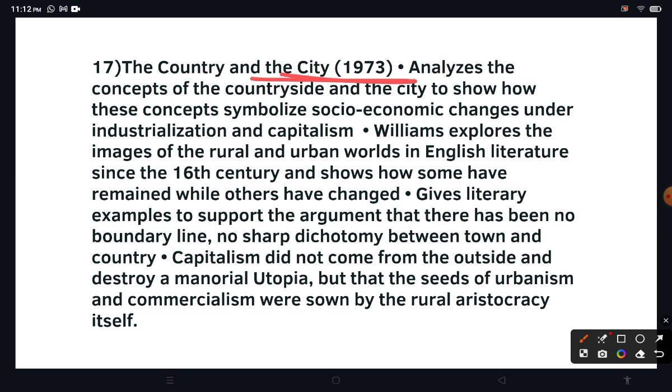In my previous video, I already told you about this work. Raymond Williams said that if I ask you to write five sentences about a village, you will say that the village has natural beauty, the people are innocent, they are simple, there are rivers, there are trees everywhere, there is greenery everywhere.